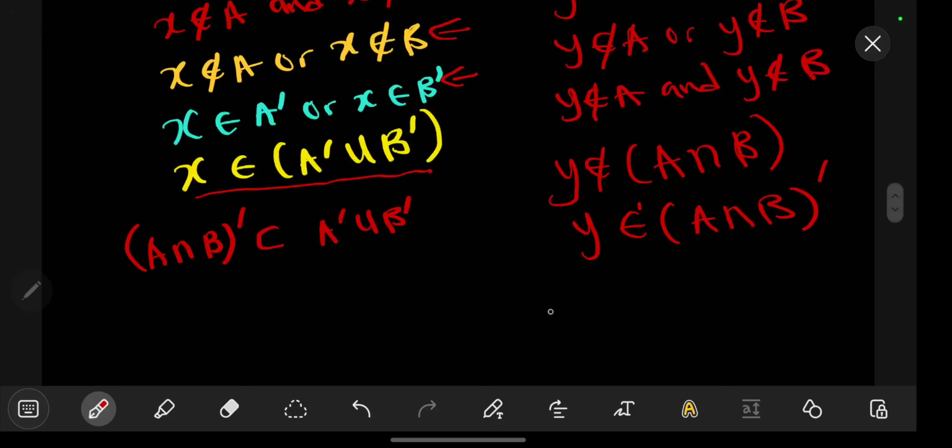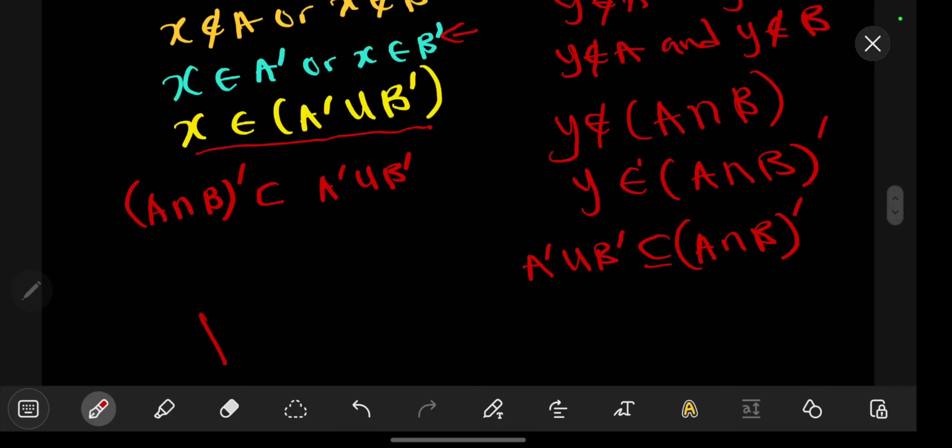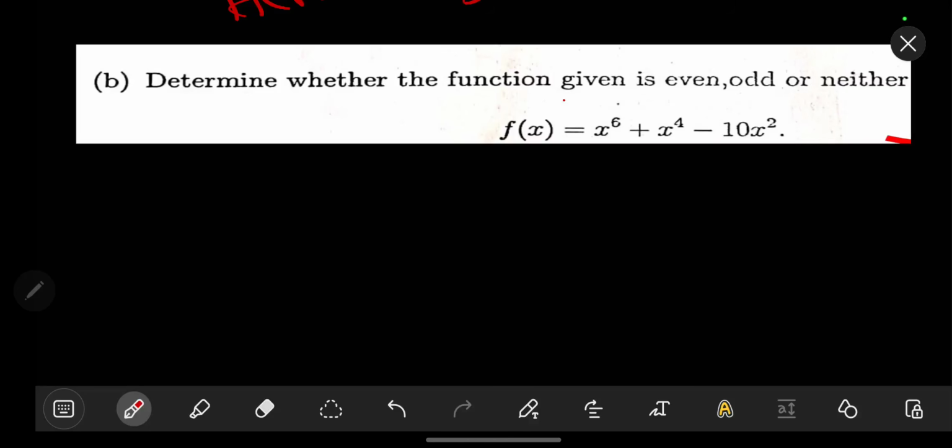So this means that A intersection B, the other way around, it was A complement union B complement is a subset, or rather contained in, A intersection B outside complement. After doing this, you have shown both sides, so you can say hence shown. So we have answered our De Morgan's rule. Let's go to the next question.